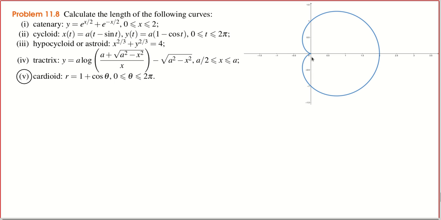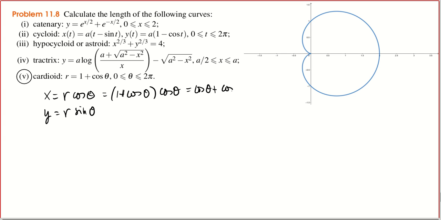So we have the parameterization, right? If we want to remember, x is equal to r cosine theta, y is equal to r sine theta, the same theta that we have here parameterizing. So x is equal to 1 plus cosine theta times cosine theta, which is cosine theta plus the square of cosine theta. And y is 1 plus cosine theta times sine theta, which is sine theta plus cosine theta sine theta. All right. So we have the parameterization.